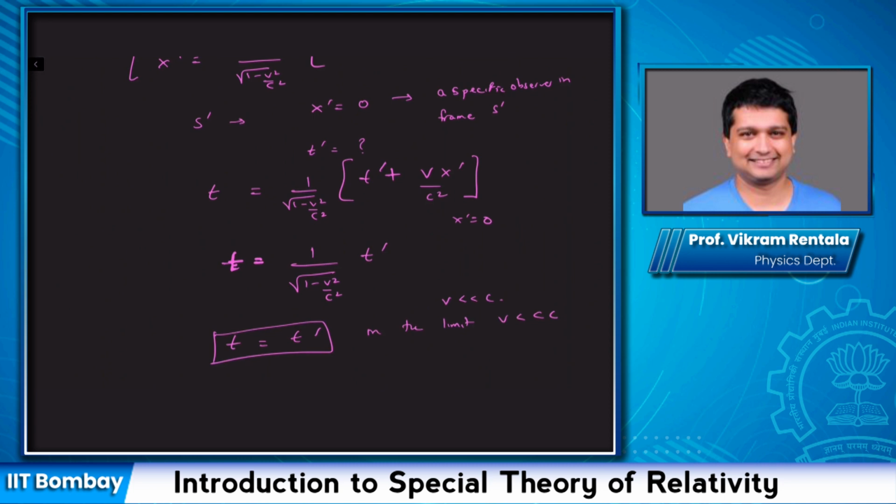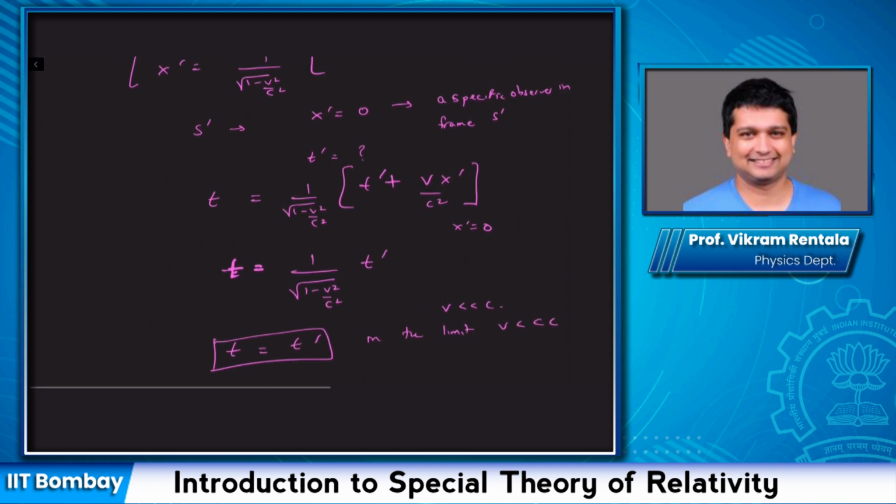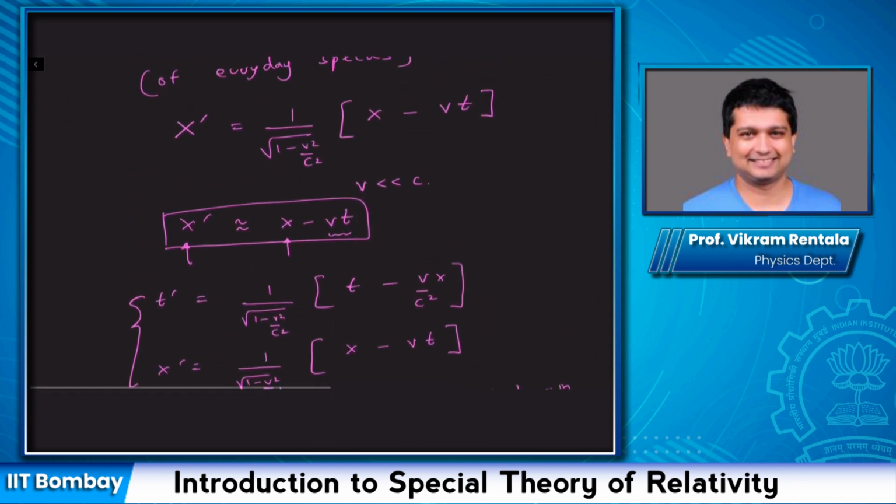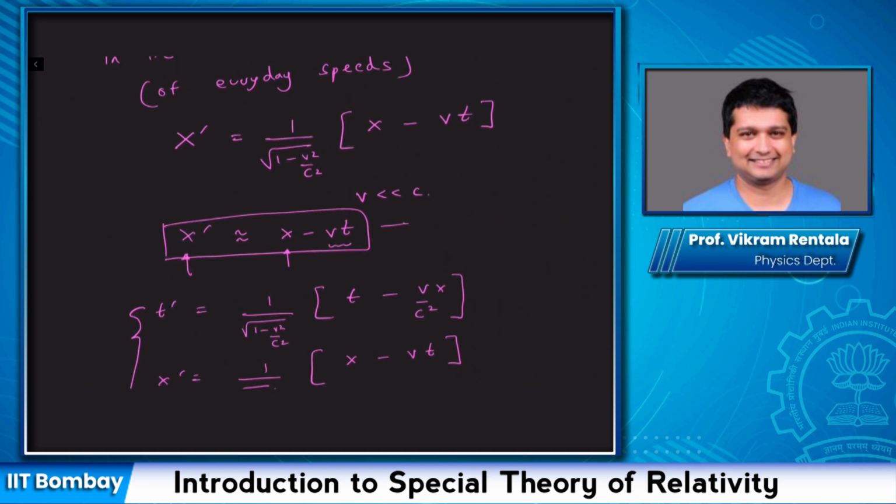So time ticks at the same rate for both observers in the limit of everyday objects, where speeds are much less than the speed of light. And the relativity dictionary just boils down to the Galilean relativity dictionary in the limit that the speed is much, much less than the speed of light.